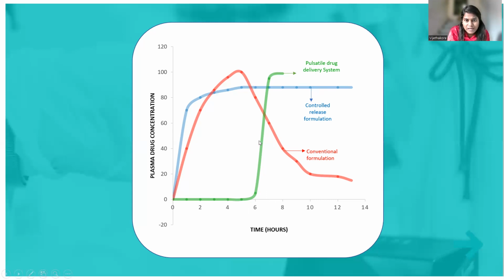After the 6 hour period, the drug is released. Rapid and transient drug release occurs from the dosage form. The pulsatile drug delivery system maintains a predetermined off release period. After this off release period, the drug will be released.